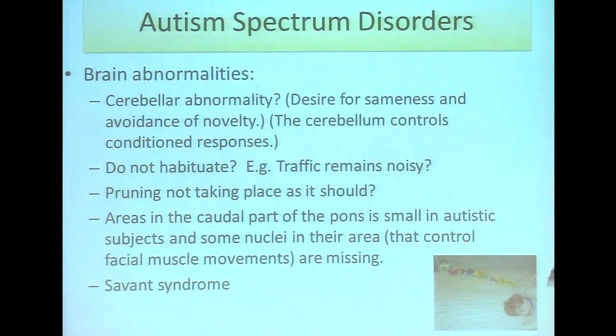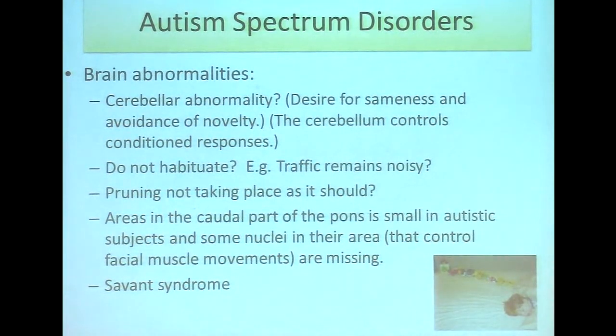Same as, let's say you live in a very noisy area, or you live in an area where there's a train that passes you. When you first move there, it bothers you terribly, but eventually you habituate. You just phase it out. Your brain phases it out. That's habituation. But it's been found that children with autism tend to not habituate. So where you maybe get used to a noisy traffic environment, they don't get used to it. It continues to bother them.